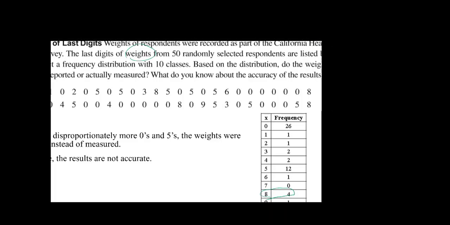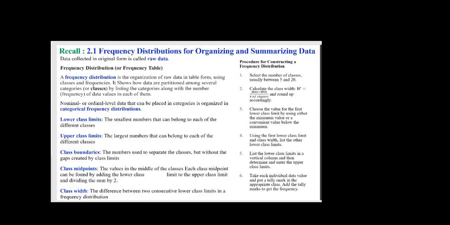Oh, yeah, absolutely. We looked at the previous section, FDT, frequency distribution table, and what they mean. Frequency distribution table refers to organization of raw data into a table. We have the lower limit, upper limits, class boundaries, class midpoints, and class width. Each one is calculated accordingly. And the procedure was discussed as to how to come up with the frequency distribution table.